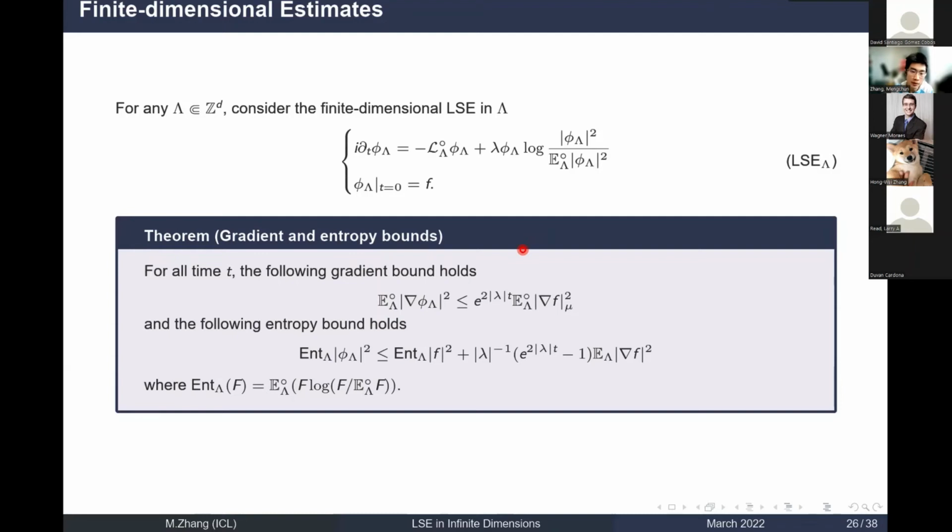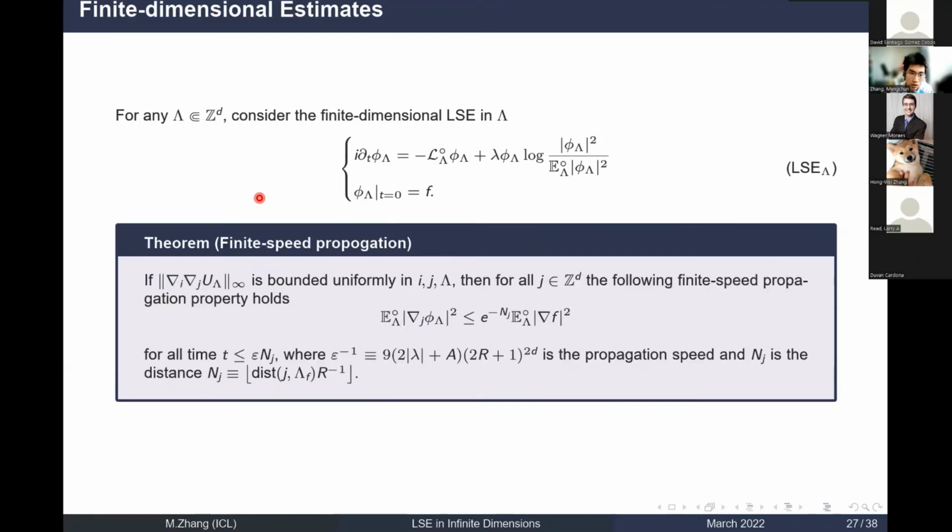So that's the idea. But furthermore, we need one more estimate, which is called the finite speed propagation of information. This means that if your potential satisfies some growth conditions, then you have this single site gradient bound. This gradient J basically means the gradient for the particle J. And this N_j is a kind of distance between J and the initial region lambda f.